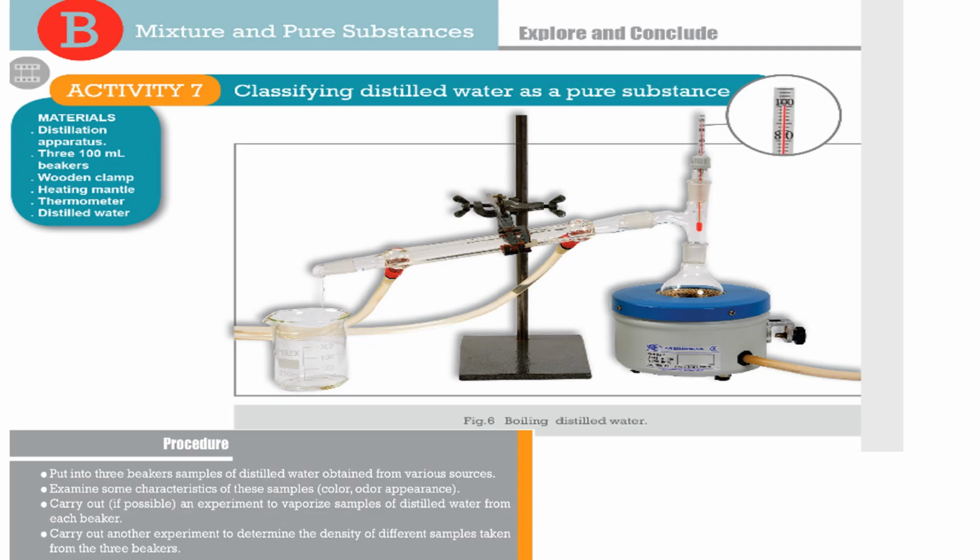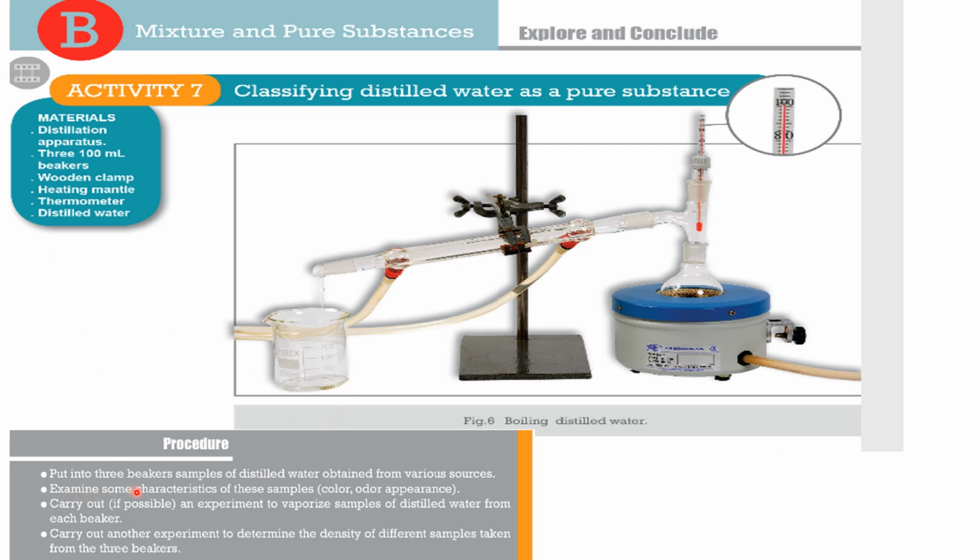Activity 7. Classifying distilled water as a pure substance. The materials used here: distillation apparatus. This is the distillation apparatus. 300 milliliter beakers. Wooden clamp. This is the wooden clamp. Heating mantle. This is the heating mantle. Thermometer. This one is the thermometer. And distilled water.